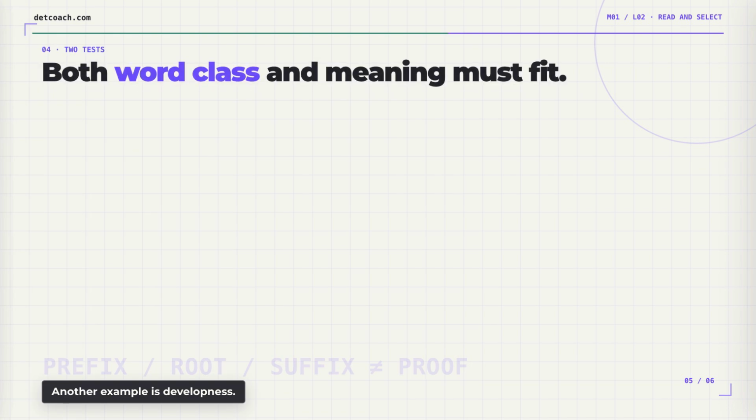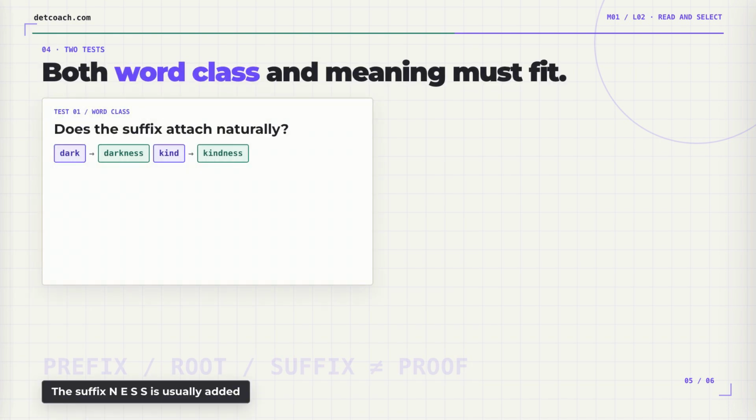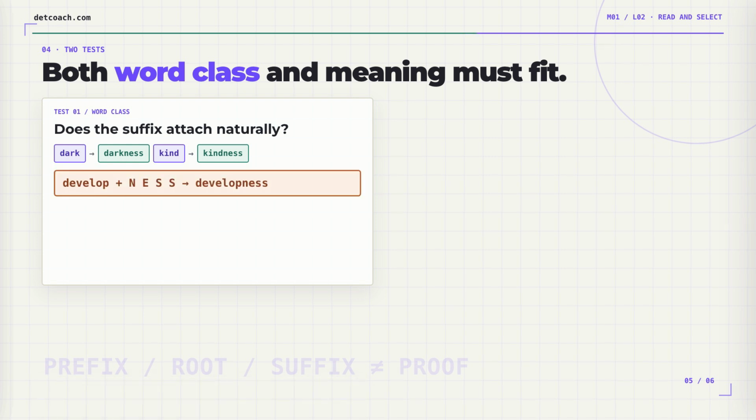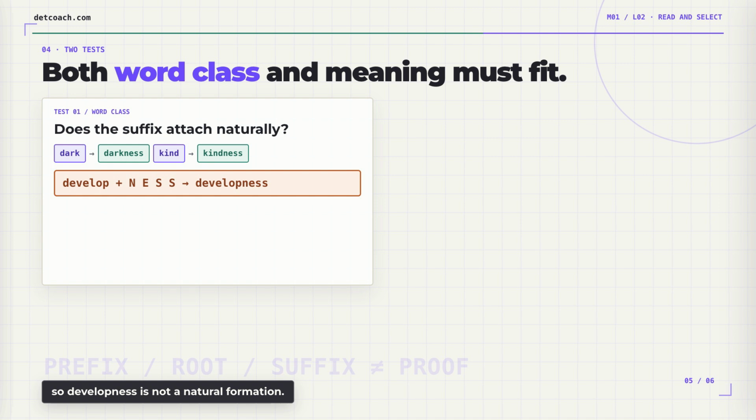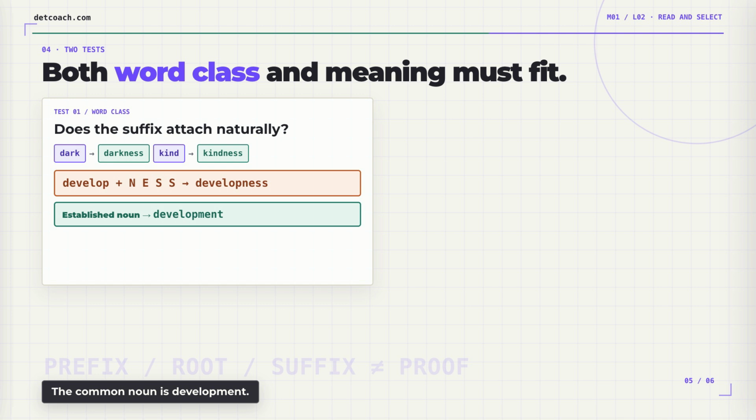Another example is developness. The suffix ness is usually added to an adjective to form a noun. Dark becomes darkness, and kind becomes kindness. But develop is a verb, so developness is not a natural formation. The common noun is development.